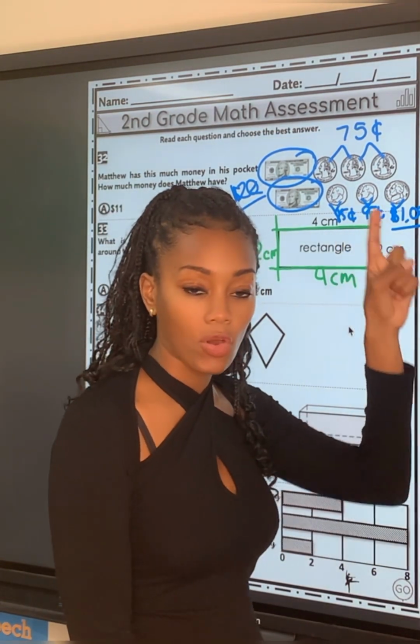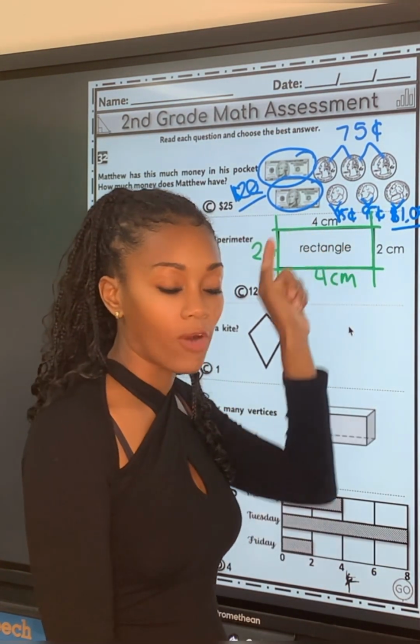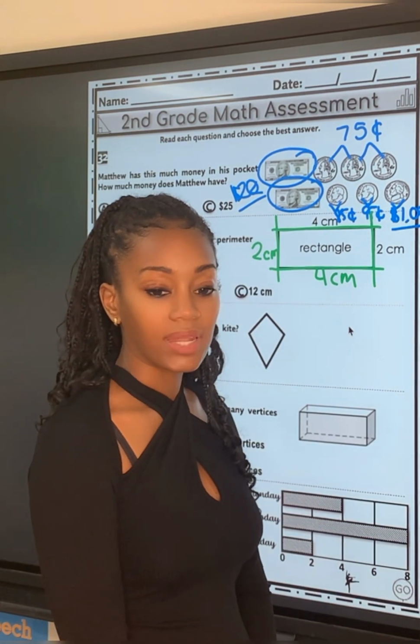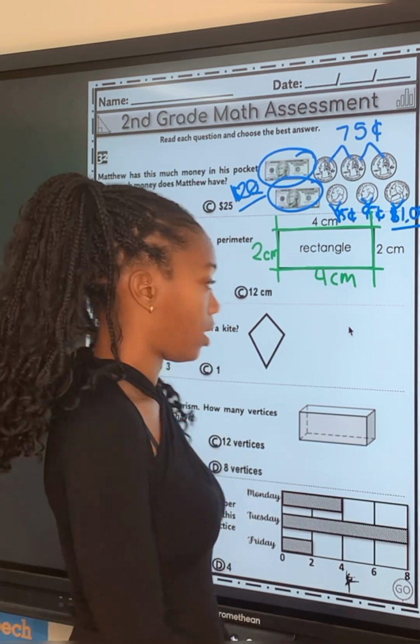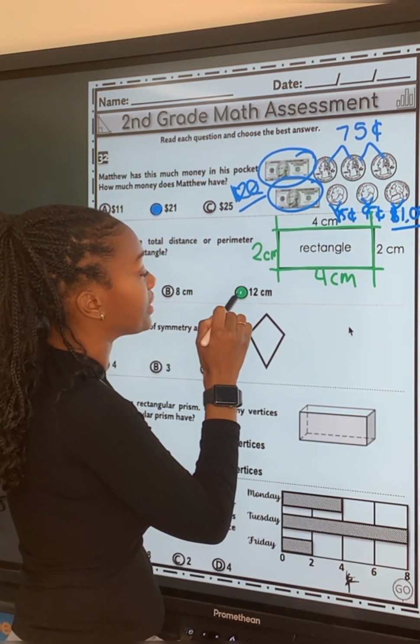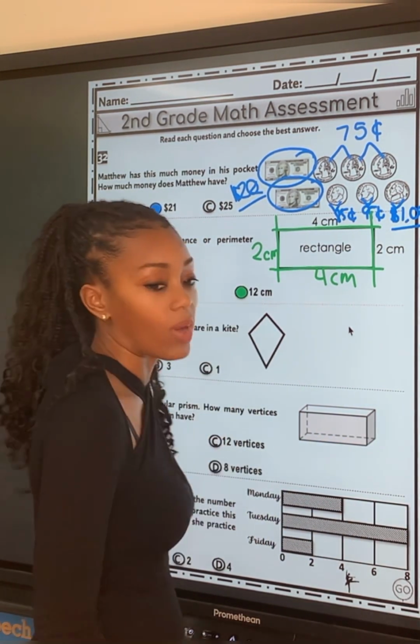2 centimeters. So now all we have to do is add the total distance around. What's 4 plus 4? 8. Plus 2? 10. Plus 2 more? 12. So in total, the distance around the rectangle is 12 centimeters.